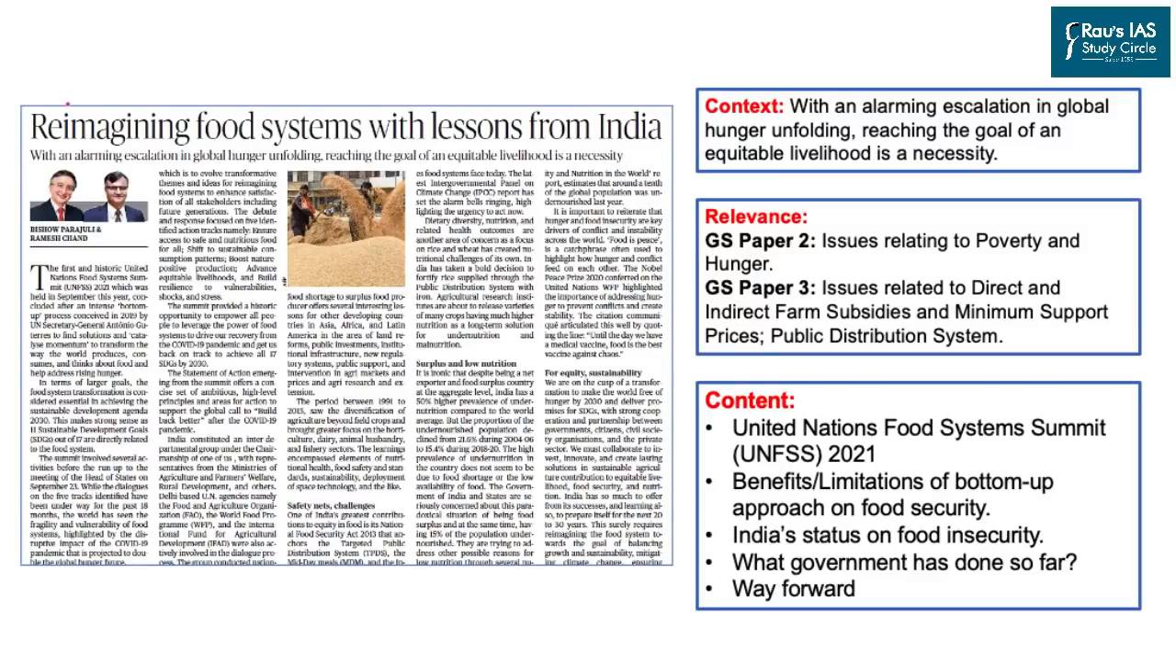The first article for today's discussion was published on page 6 of the Delhi edition of The Hindu newspaper and talks about the contemporary situation of food security in India and across the world. The writers of this article have clearly said that there is an alarming escalation in global hunger and it is unfolding now. Hence, we need to reach a goal of equitable livelihood as early as possible. The article goes towards an important issue from the UPSC perspective, that is food security. It also includes the relevance of hunger and the issue of malnutrition.